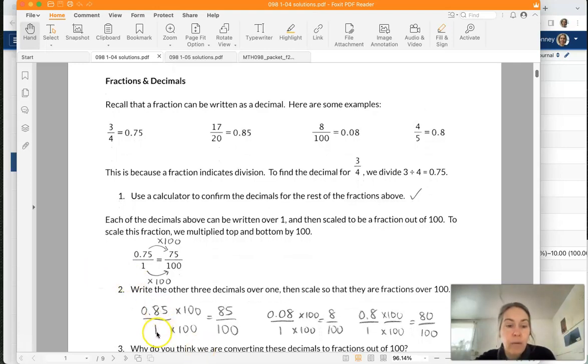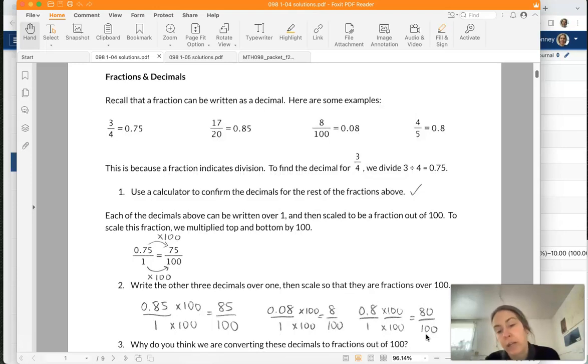So 0.85 over 1 is the same as 85 out of 100. 0.08 over 1, see this is the part and this is the whole, becomes 8 out of 100. And notice that these decimals look pretty similar, but this is only 8 out of 100 and this one is 80 out of 100.